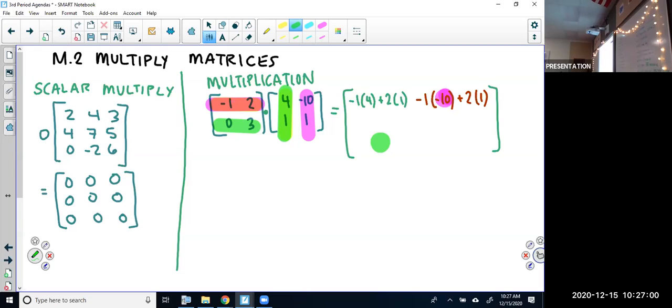What's 0 times 4? Oh, wait a second, it's 0. Here we go. 0 times -10. So you have to use the bottom row. We go 0 times -10. Oh, you got it. Yes. That is smart. And then it'd be 0, 3.